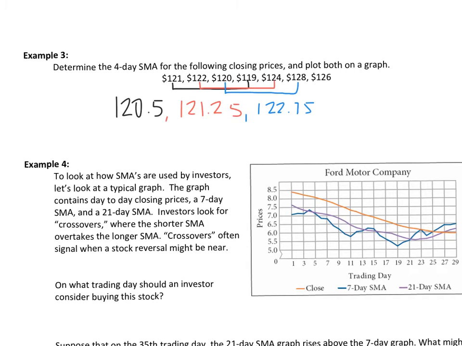And then the last one here will go from 119 to 126. 119 plus 124 plus 128 plus 126 equals, divided by 4, 124.25. Now here, look, notice this.